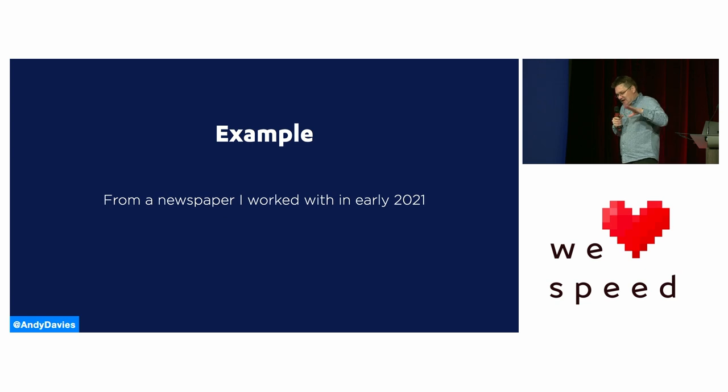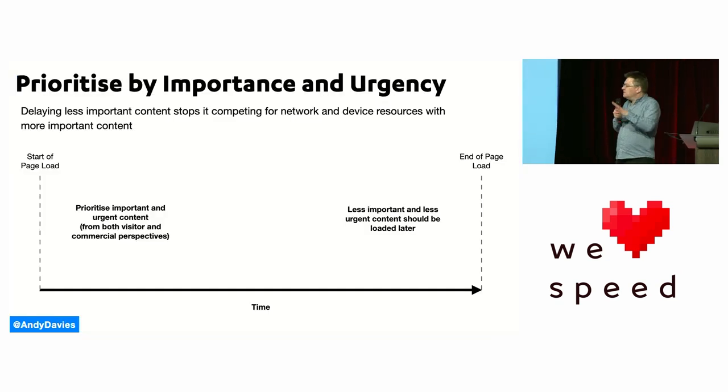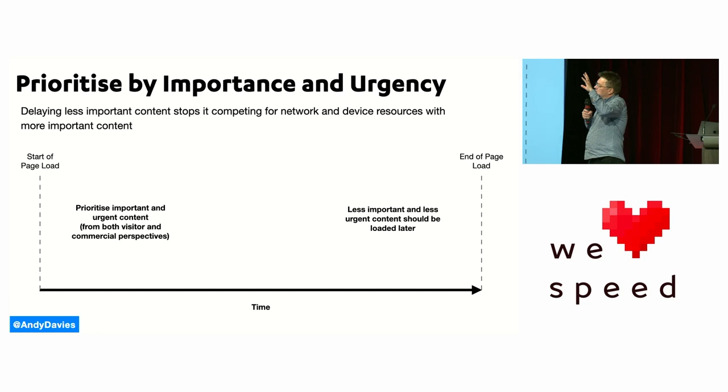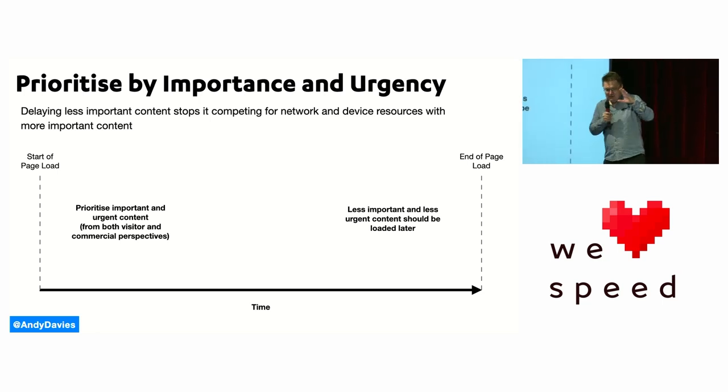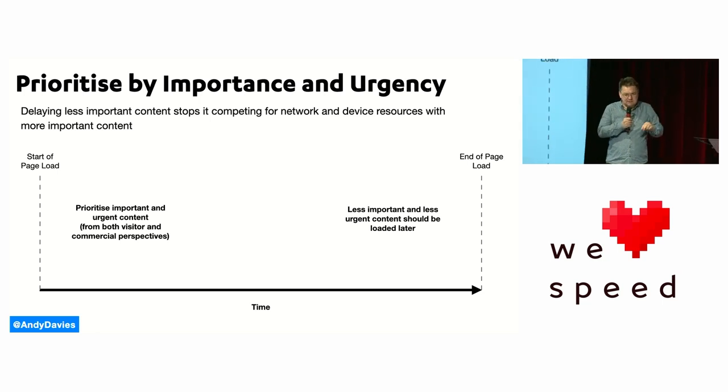And as an example of how this process works for an actual live site, I've got an example where I worked with a UK newspaper, one of the large UK newspapers back in 2021. And what we did is we started to classify the tags by how important they are and how urgent they are.